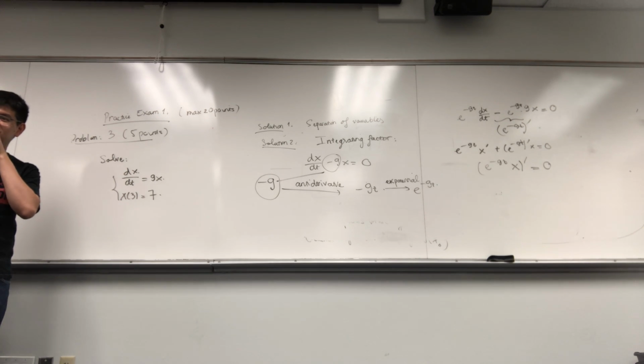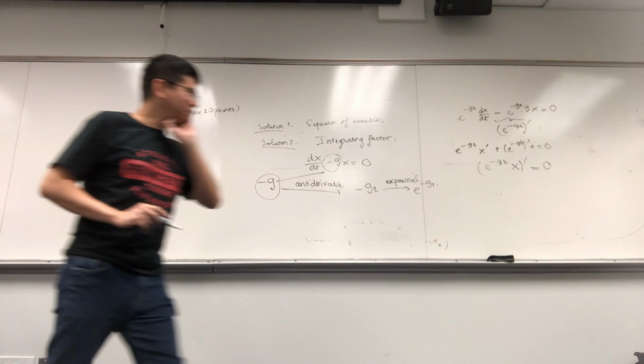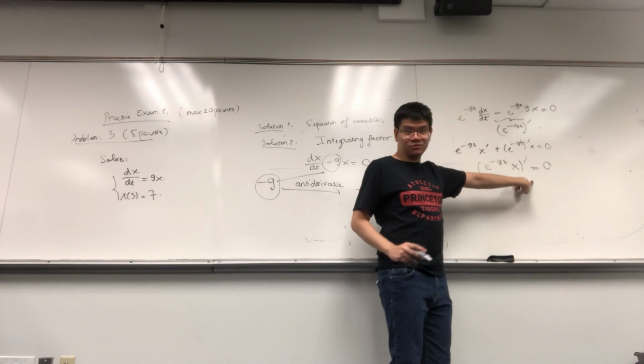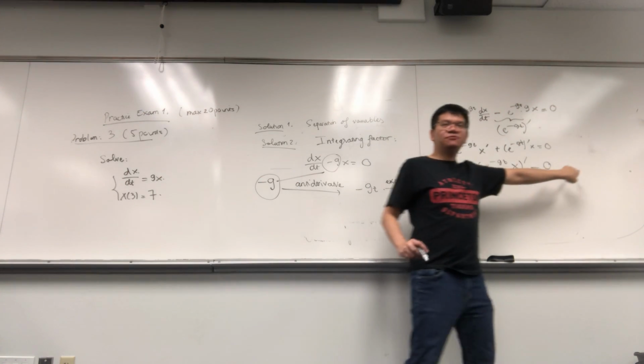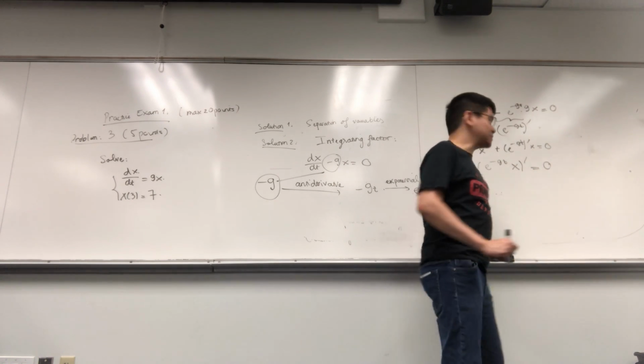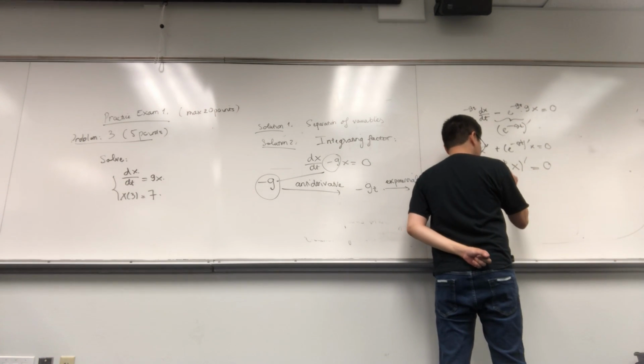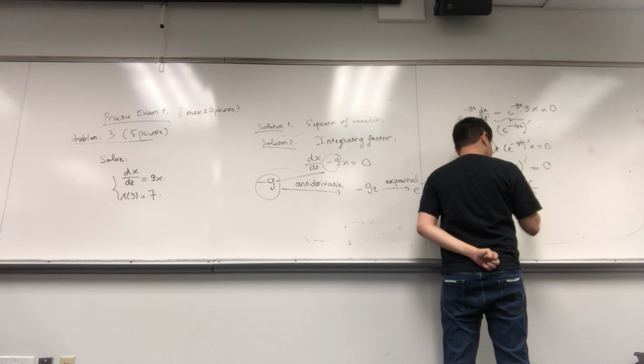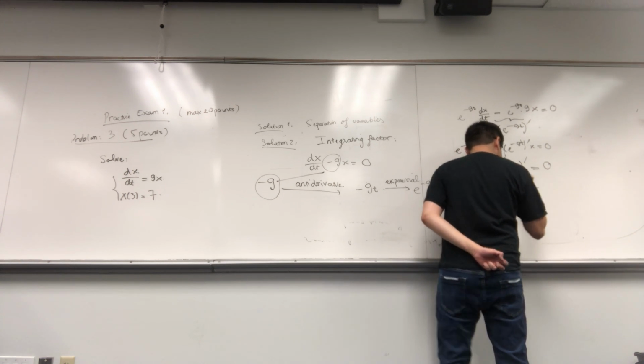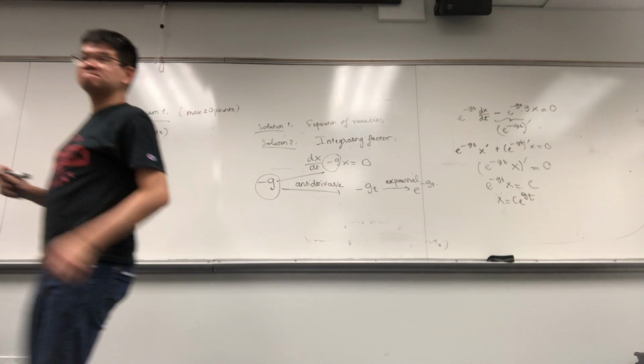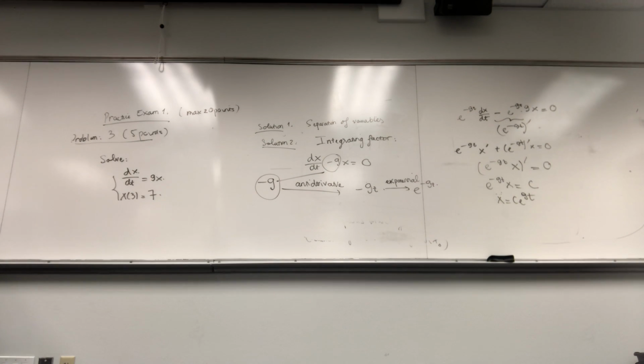Yes, you need to integrate both sides and then isolate the x. Now I'm going to integrate both sides, right? So the antiderivative of 0 is c, constant, right? So I have e to the power minus 9t x is c, so x is c e to the power 9t. It's good? Yes?